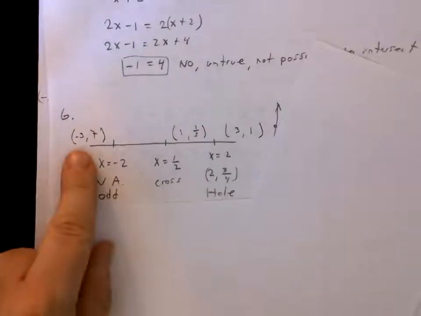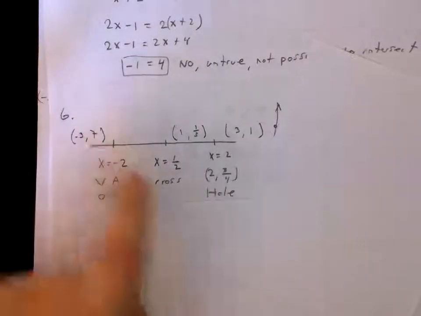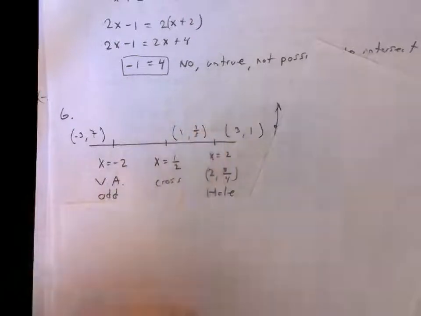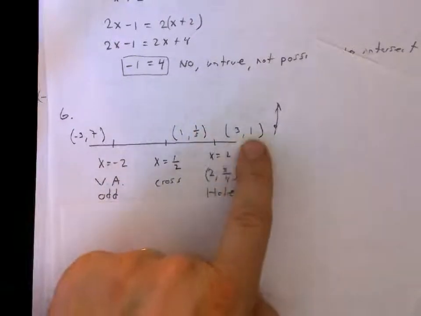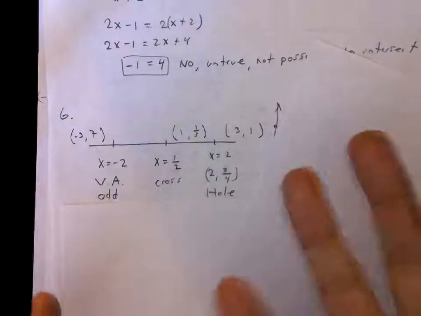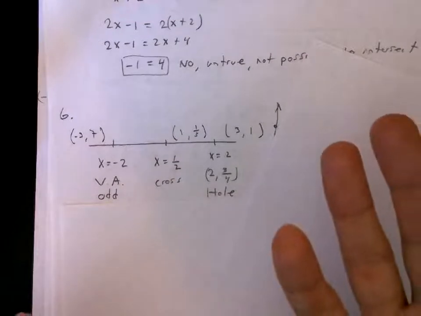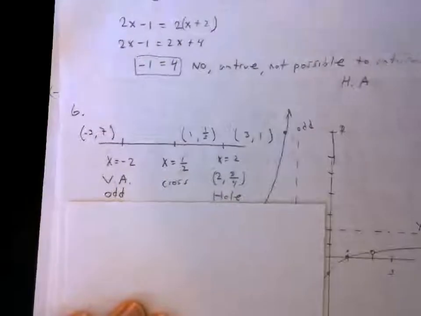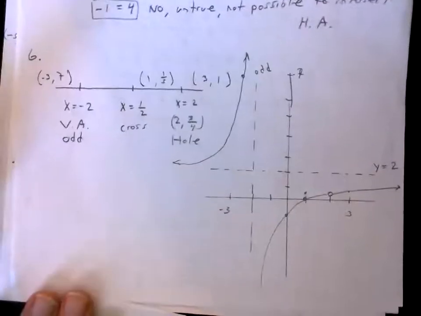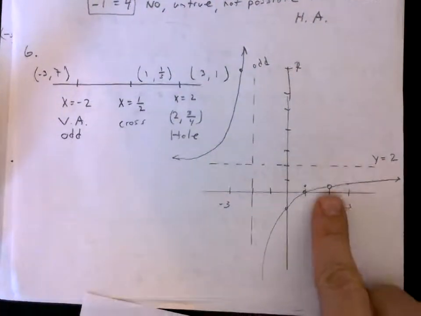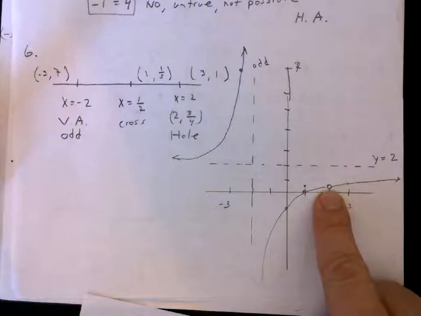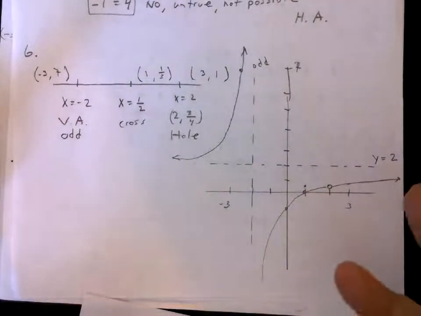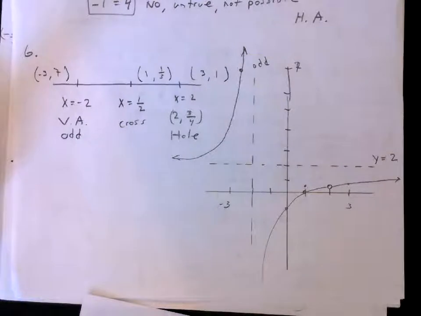So here we go. At -3, we get 7. If we plug in 1, we get 1/3. If we plug in 3, we get 1. Now the more numbers you put on there, the better your graph is going to appear. After you plug all that in, you get this, and you can see the hole right there. That's your hole.